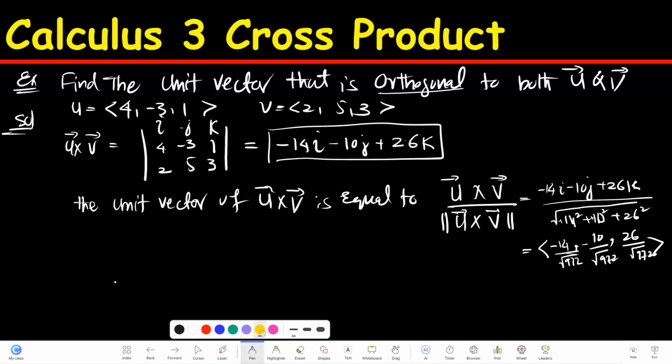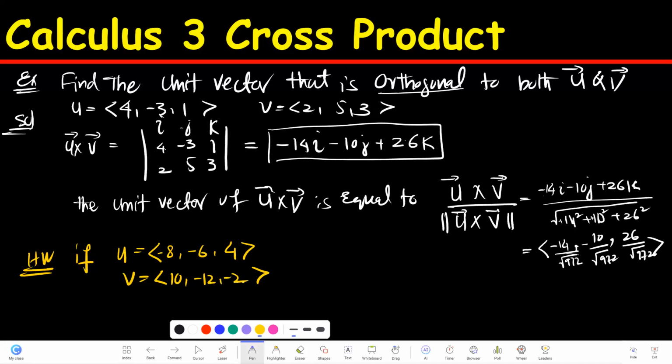So the homework problem is going to be this. If u is this, and v is this, find the unit vector.